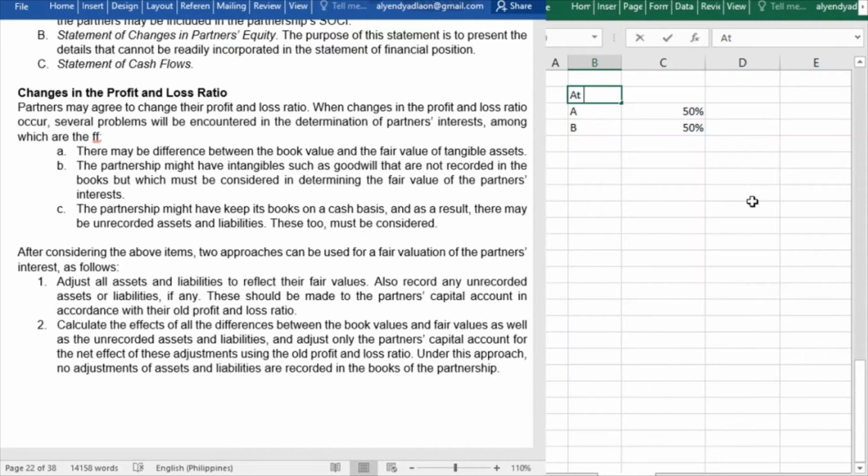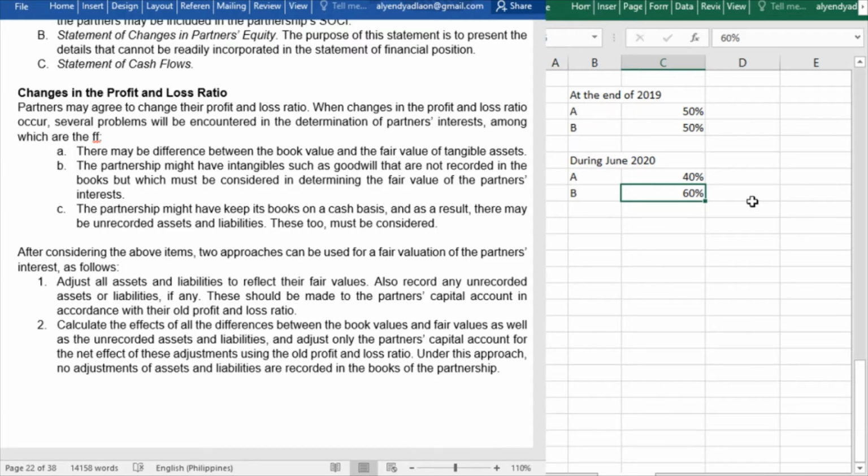So, let's say at the end of 2019, this is their profit and loss ratio. Of course, unless there are changes to the profit and loss ratio, this ratio will be the one used in the following years of the business. But it happened, class, that during June 2020, they decided to change their profit and loss ratio. So let's say, for example, A is going to have 40%, and B is going to have 60%.